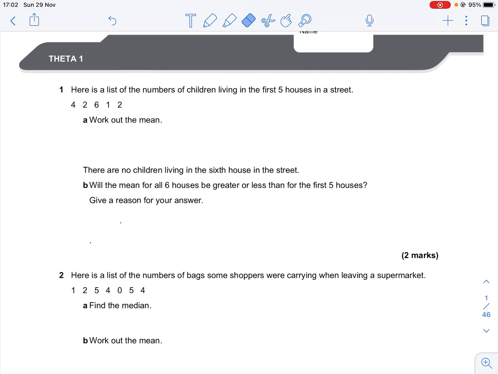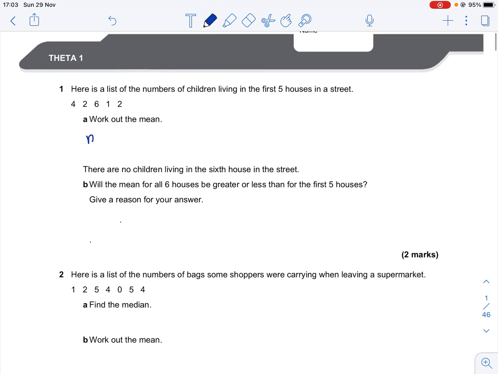Question 1. Here is a list of numbers of children living in the first 5 houses in a street. So we have 4 people in the first house, 2 people in the second house, 6 people in the third house, 1 child in the fourth, and 2 children in the fifth. So remember the formula to find out the mean. It equals the sum divided by the count.